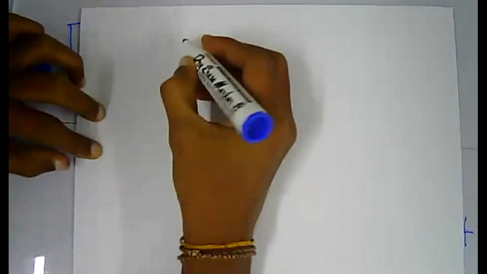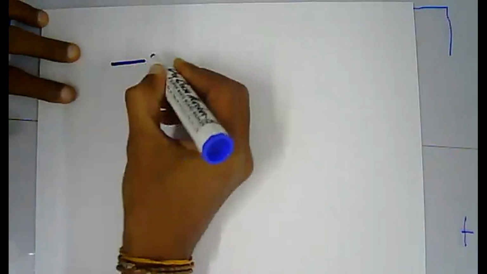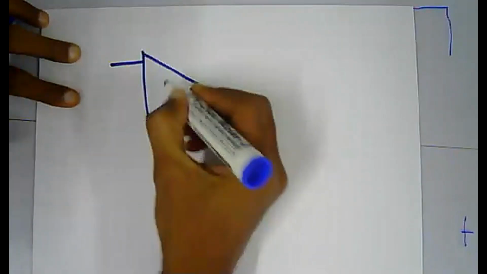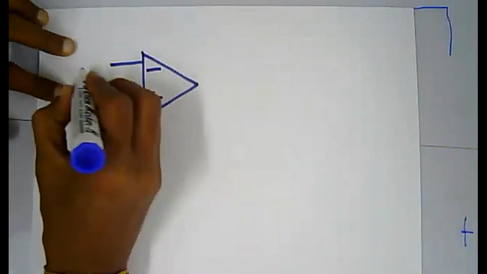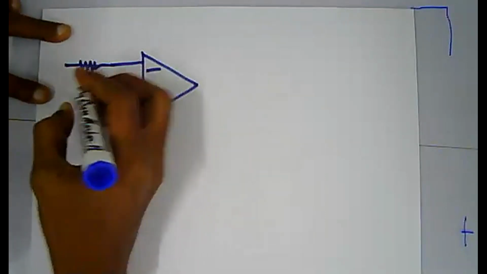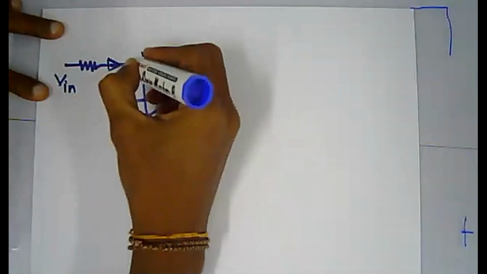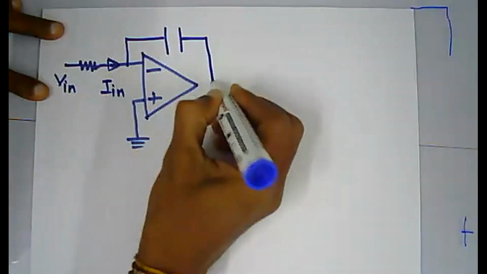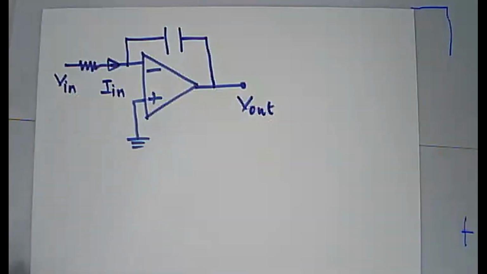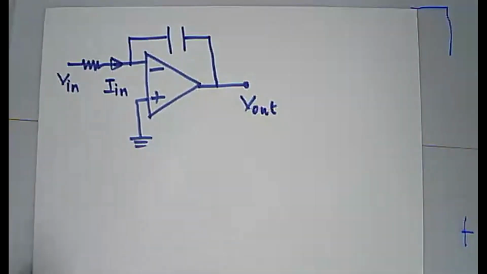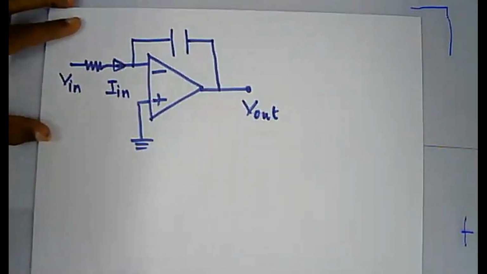Right, so I'll draw the circuit diagram now. Minus, plus, that is grounded. Here you have a resistor. This is your V in, and this is your I in, and then you have the capacitor at the feedback loop, and this is your V out or VO. I'm just struggling with V out and VO. You just refer the lecture notes for clear verification.